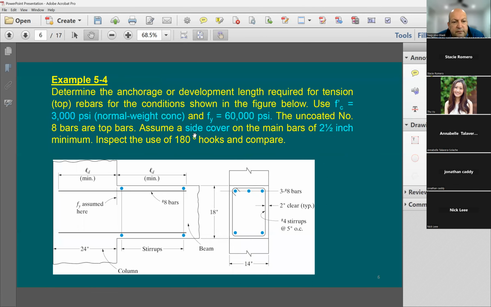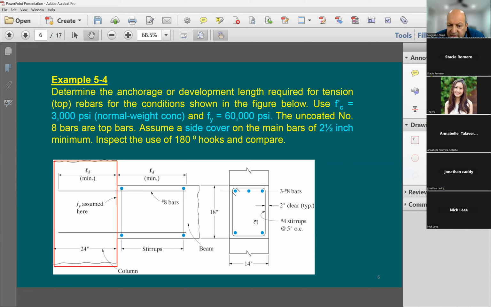Okay. I'd like to see an example. How can I use this equation? And what's the benefit of having this hook versus the straight development length? In this example, I'm going to start here by looking at this column. This can be like an elevation. Here's a column. It goes like this. Here's a beam coming to it.